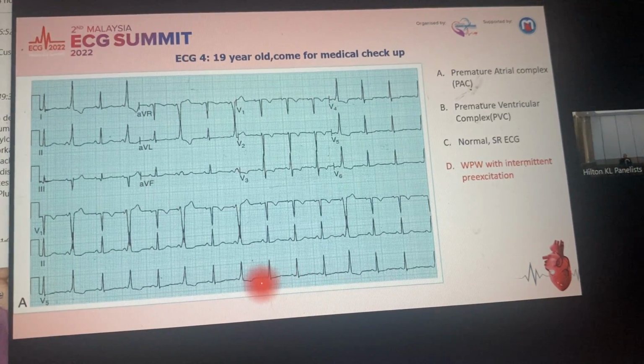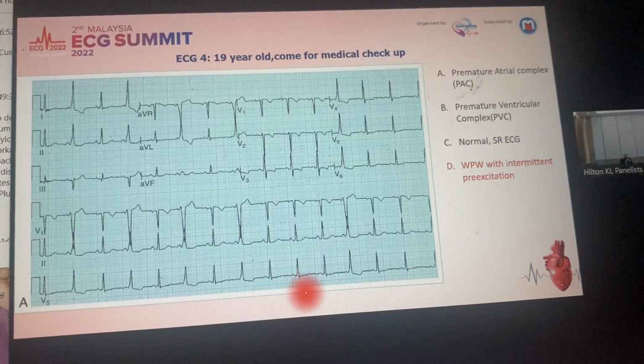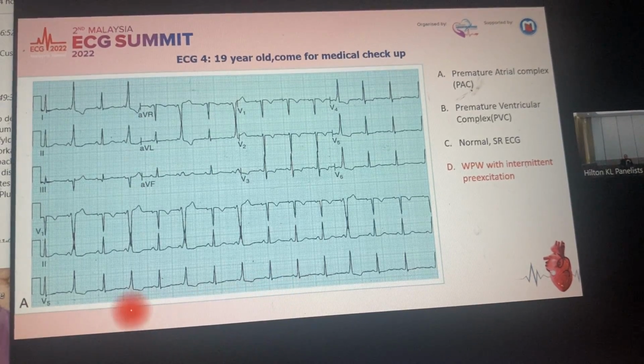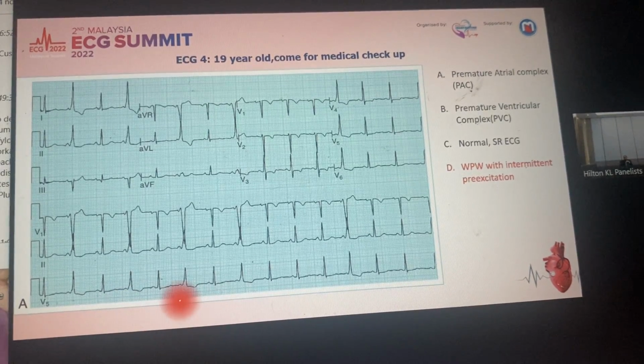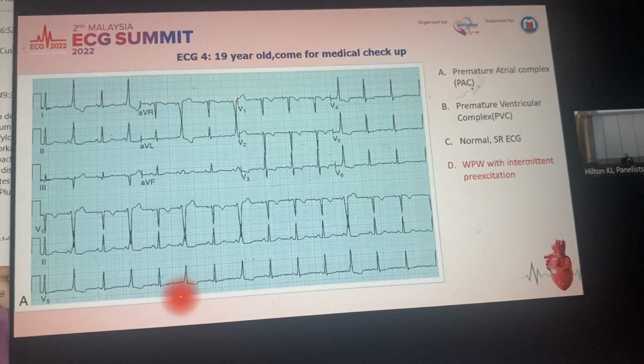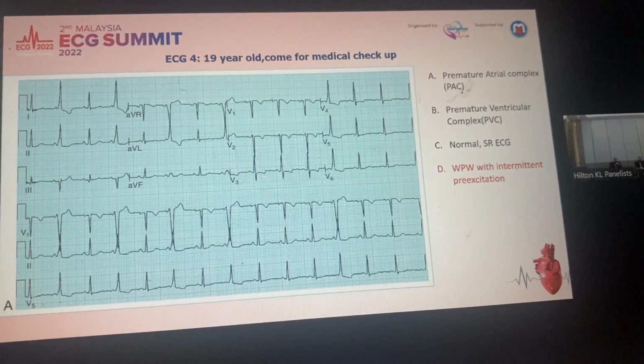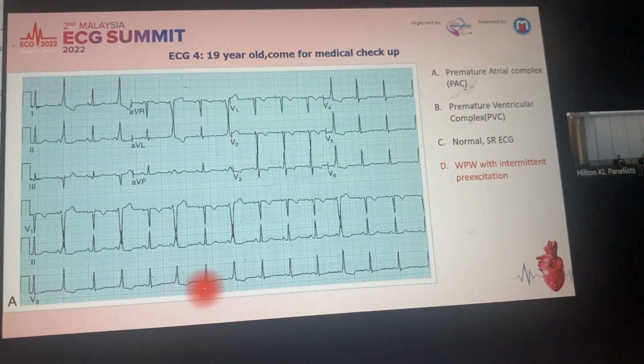All right, look carefully. Every beat has a P followed by QRS, but this beat you can see here has slurring of the QRS. And look at the PR interval, it is short here, and you can see a delta wave. So this is WPW with intermittent pre-excitation.